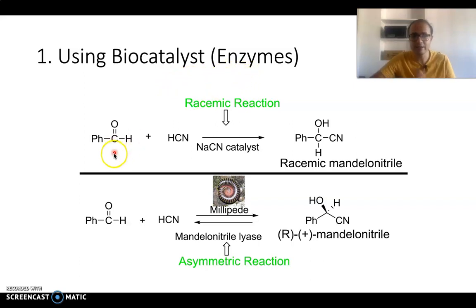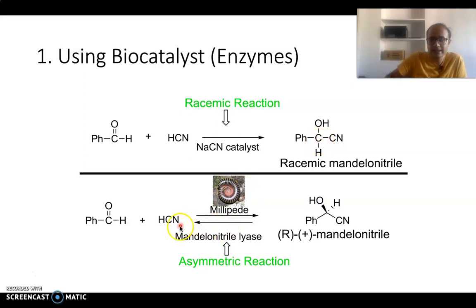Suppose we think about this particular reaction where you are adding hydrogen cyanide to benzaldehyde. When you do it in the absence of a catalyst, or if you use just an inorganic catalyst, you find that the product, which contains an asymmetric center, is racemic in nature. That means both enantiomers are formed. So how can you do asymmetric synthesis in this particular reaction?